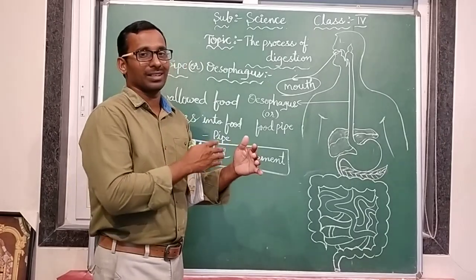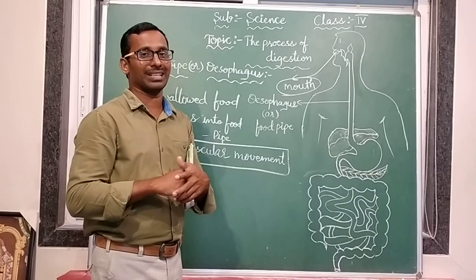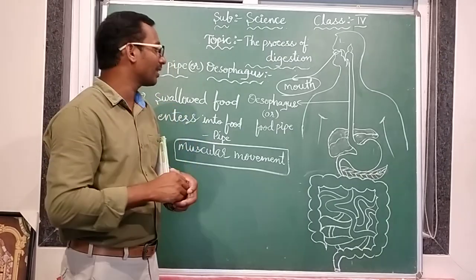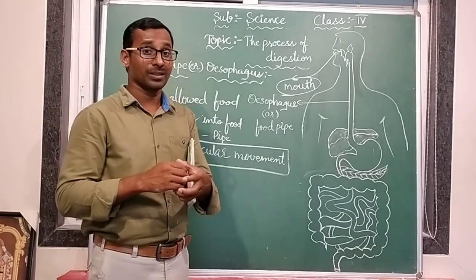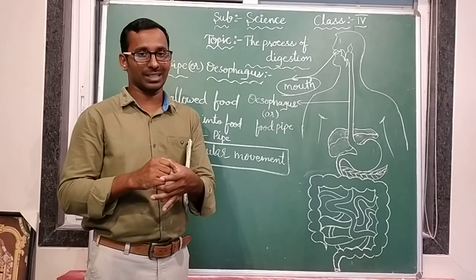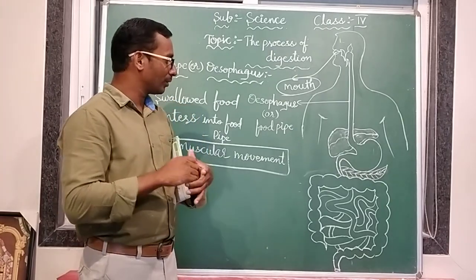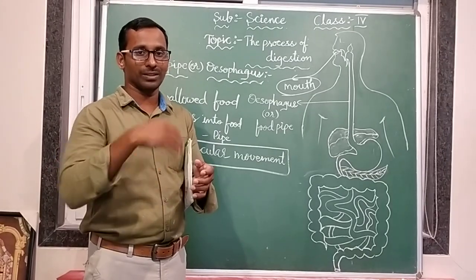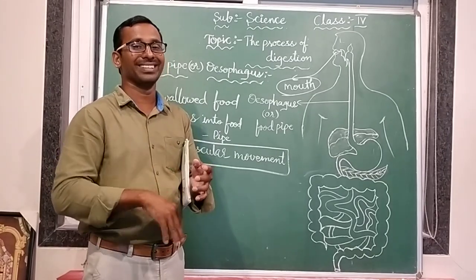After that, in our mouth, glands are there. What are the names of the glands? Salivary glands are there. These salivary glands produce saliva. This saliva makes the food wet and soft. Is it clear? Yes. When the food item gets wet and soft, then when we swallow, the food item goes very easily.